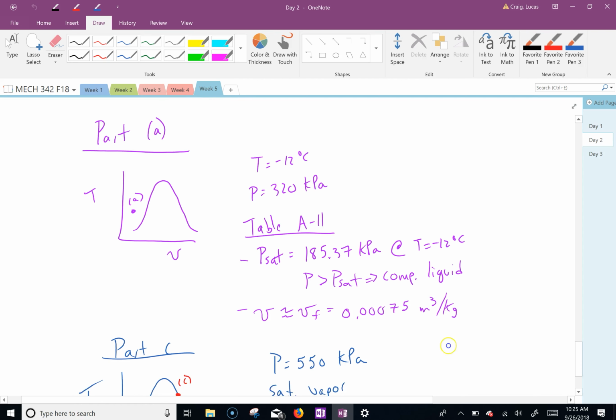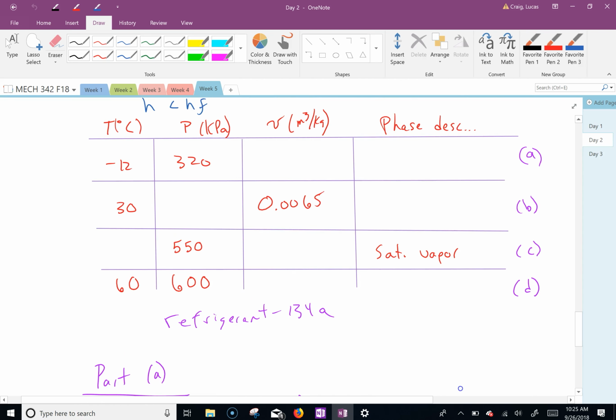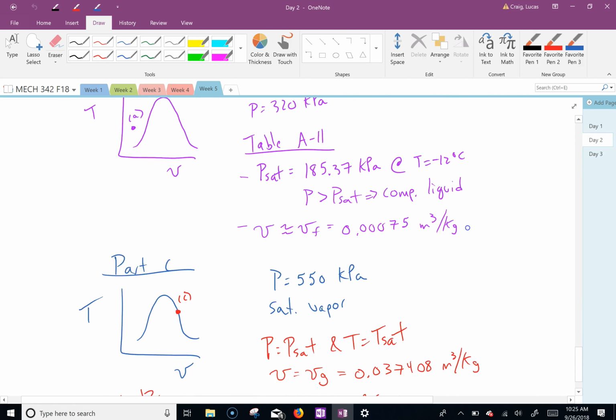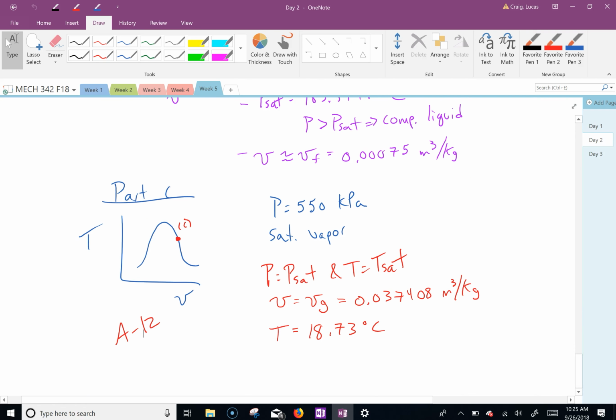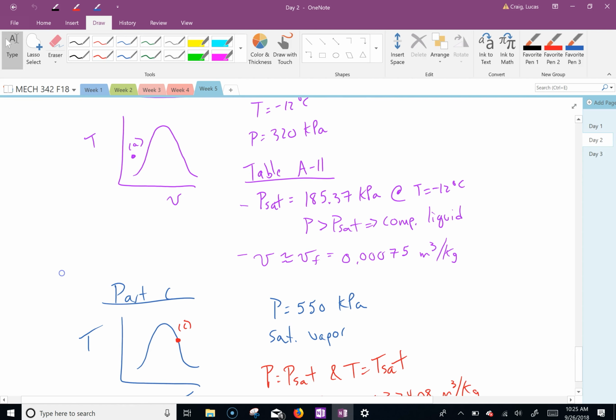Okay, then we did C. I think C was stated as a saturated vapor. So we're saturated vapor, so P is equal to P sat, and T is equal to T sat, and your specific volume is going to be equal to VG, because you're right on that line. So you can go up and find in your charts 550, and then figure out what your temperature is, which is T sat, and what your specific volume is. And just on part A, 0.00075, we get that from the table also. This VF comes right off the table.